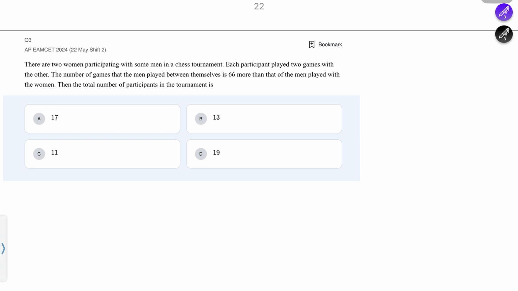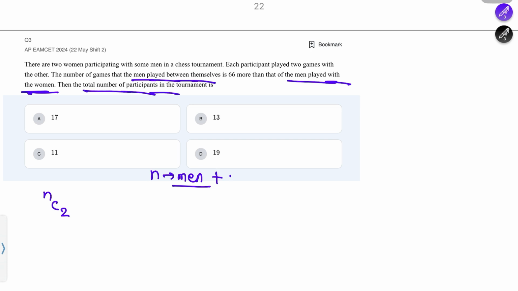Firstly, the men play among themselves. So how many possibilities? Everyone plays two games. So nC2, selecting two. According to this line, the games men play among themselves are more than the games men play with the women. Suppose n is the number of men, and we are asking for the total number of participants. So n is the men and plus two women is the total participants.